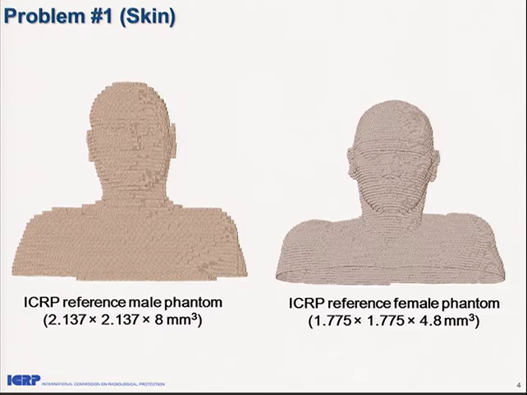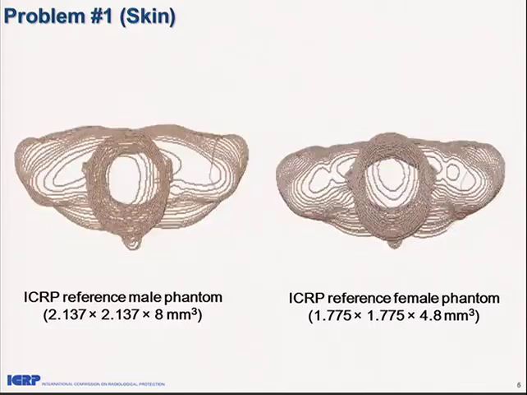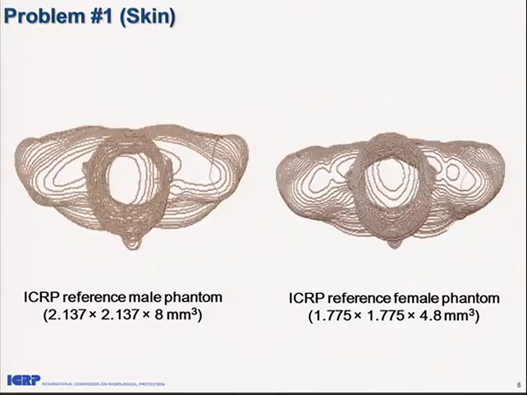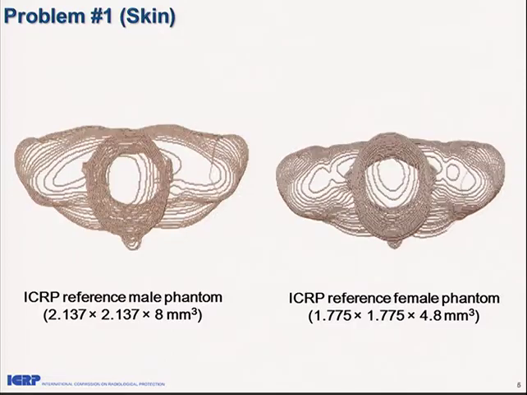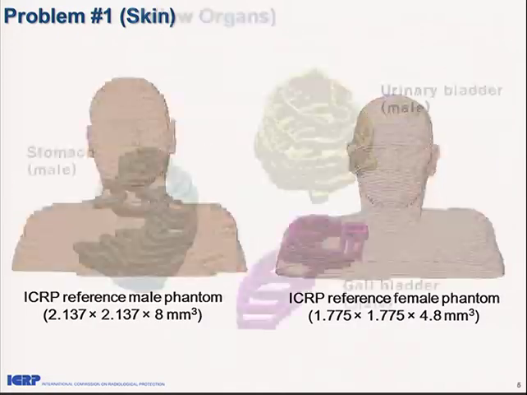These are the skin models of the current voxel type ICRP 110 reference phantoms. If you look at the skin from the front side, it's fine, but if you look at the skin from other directions, then we can easily see there are a lot of holes, which can cause serious problems in dose coefficient calculation for the skin itself and for some other organs like the breast.